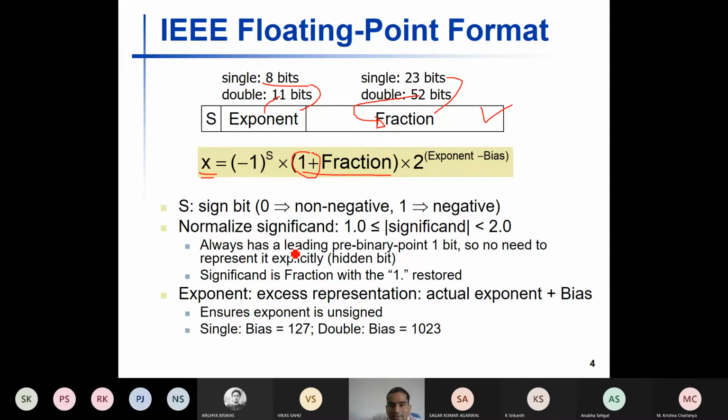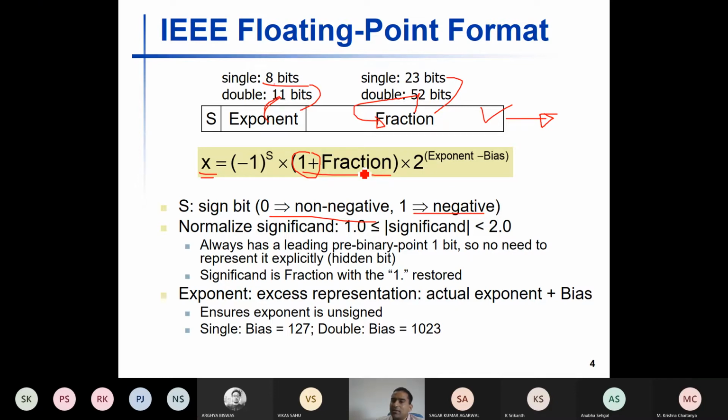Okay, so in single precision, we have 8 bits for exponent and 23 bits for fraction. In double, we have 11 bits for exponent and 52 bits for the fraction. Now, if we store any number like this, then the actual number is the following: x equals (-1) to the power s. That means if s is 0, then it is a non-negative number. If s is 1, then it is a negative number.